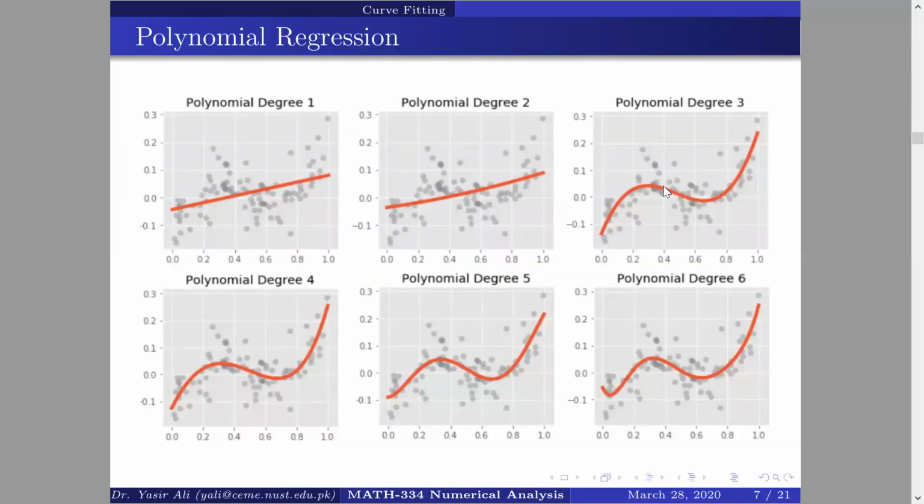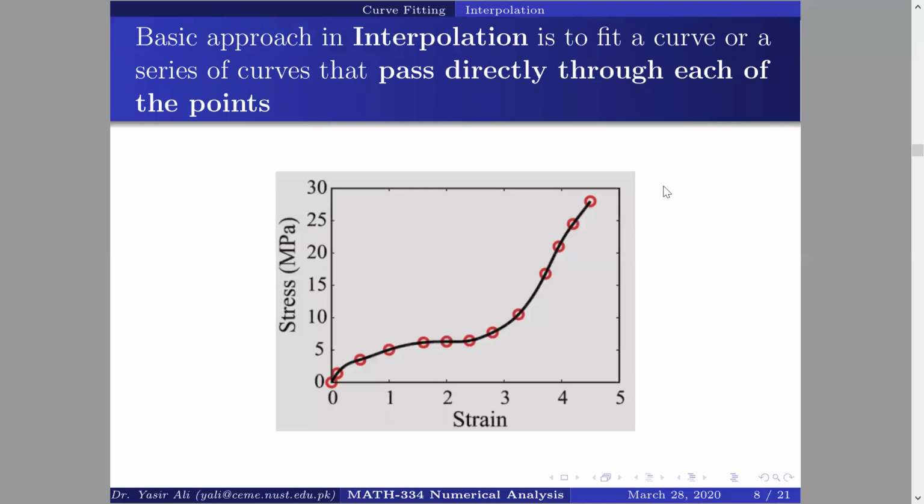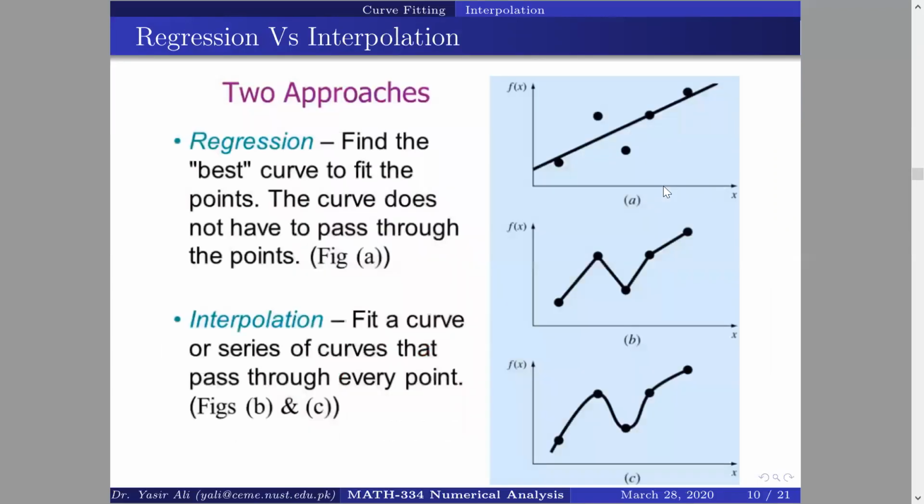Higher polynomials may be used to interpret the data well, and there is an example of it. So we can use regression for curve fitting, and we can use interpolation for curve fitting. The approach of interpolation is to fit a curve or a series of curves that passes through each of the points. As compared to regression, we have seen that in regression the curve does not pass through the data points.